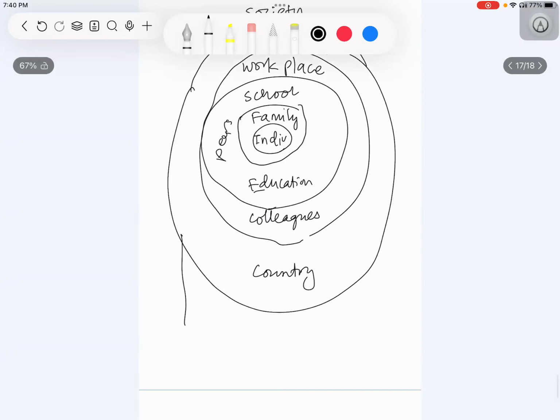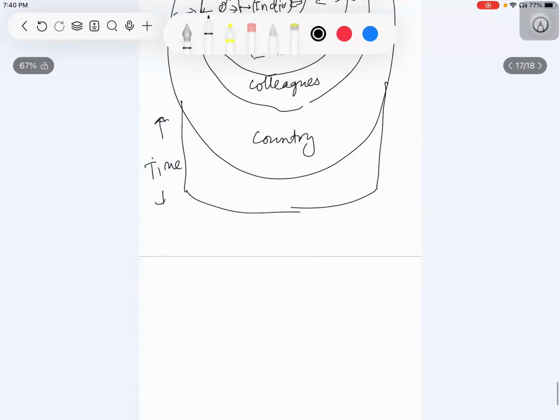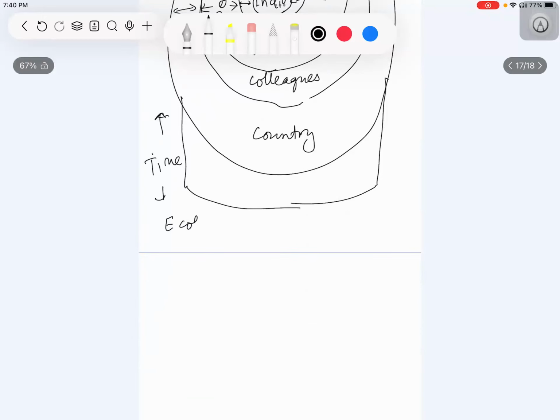And all of this is changing with respect to time, right? And if you see, between these concentric circles there is also an exchange of ideas, goods and services, everything is there. So there is continuous interaction between all of these. So this we had discussed. This is the ecological model of Bronfenbrenner.